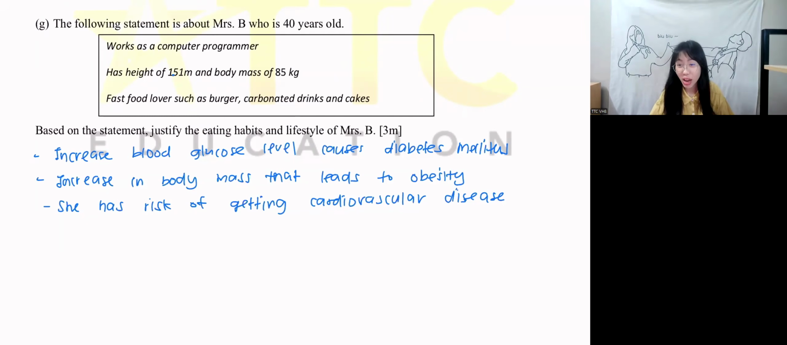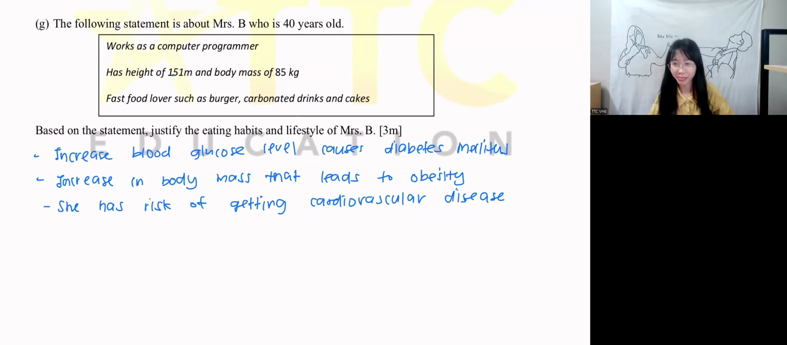Overconsumption. She has dwarfism, guys. Dwarfism? 151 considered as dwarfism? Wow, your height got certain standard. Girl 151, okay what? 151 called dwarfism already these days. So sad, guys. Okay, now done.